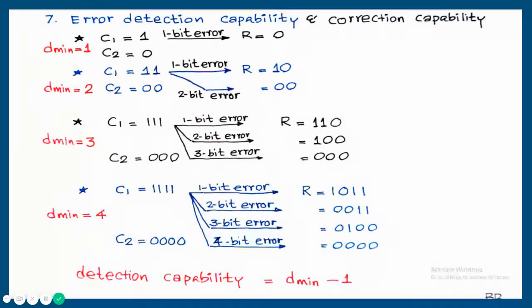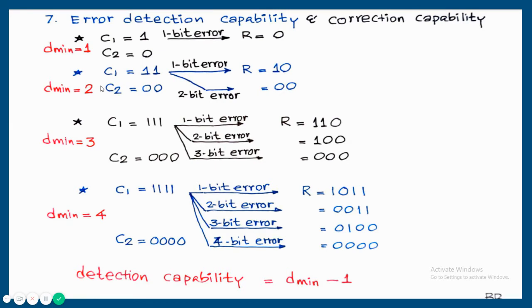Error detection capability and error correction capability. So I'm showing different examples. From these examples, we'll get an idea what is the relationship between D minimum and error detection capability, and again, D minimum and error correction capability.